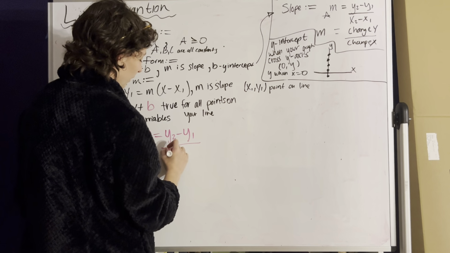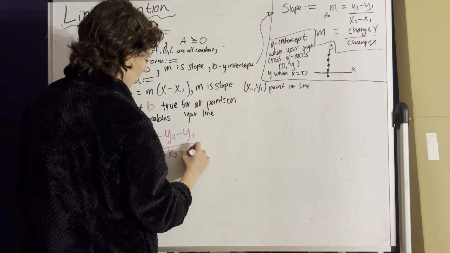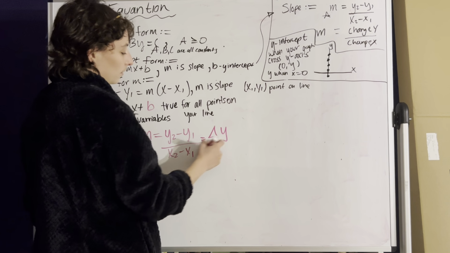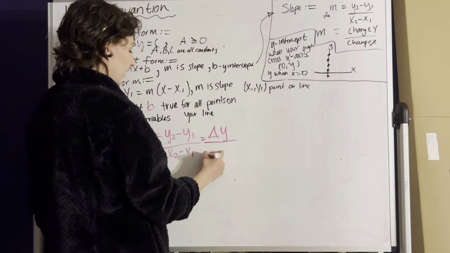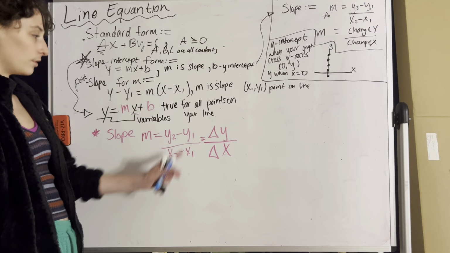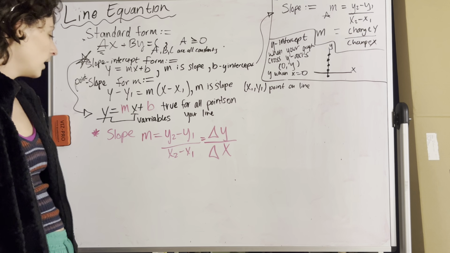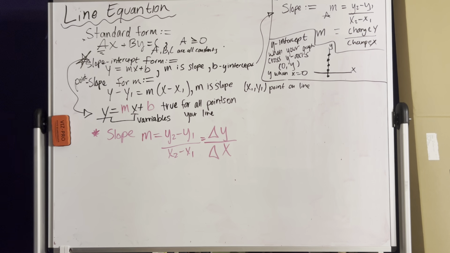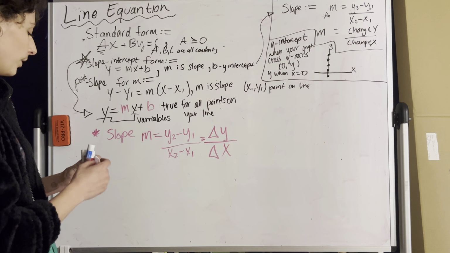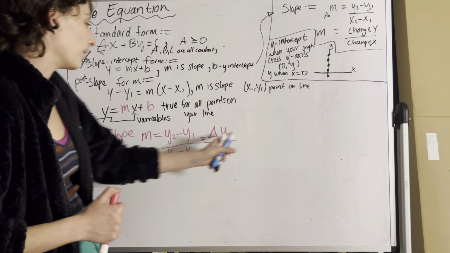So we have our change in y, which can also be written like this. This triangle is called delta. You might have seen it in other places. So it's delta y over delta x, which is pretty cool. So we'll try and find this, and then we can do an example over on the side after we define stuff.